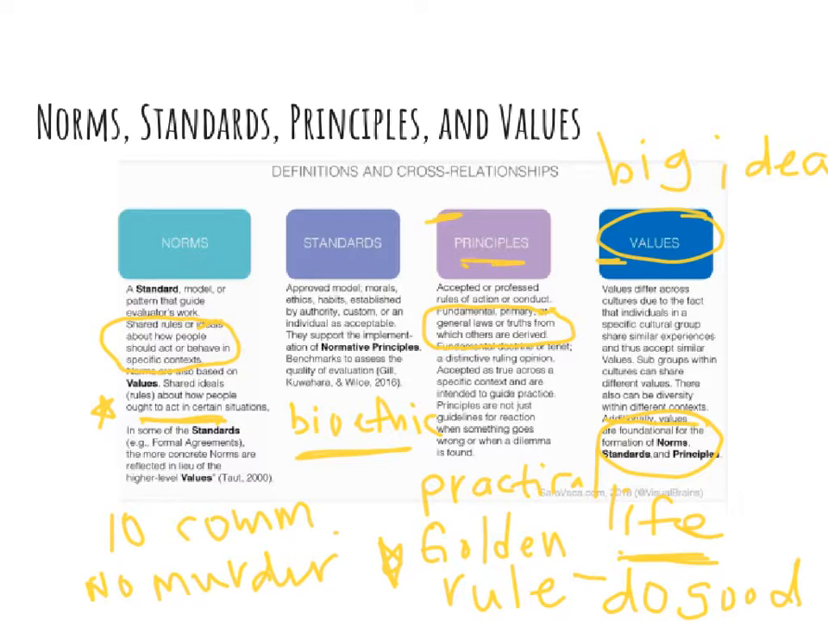And so you can see that these different terms are all kind of related. Let's take a look at the next slide to sort of see a way that they relate to one another.